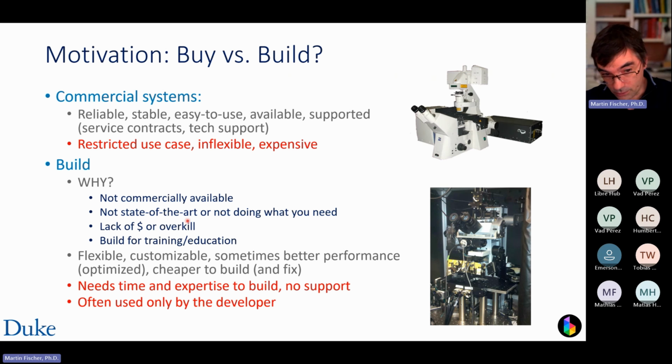Or of course, you lack the dollar. So whatever currency you're in, you don't have the money to buy one. These things can be really expensive, or maybe they are overkill. For what you need, you don't want to spend the money because most of those features you might not use. Or sometimes you just want to build one for training purposes. You want to educate somebody on how to build a microscope, therefore you don't want to buy one.